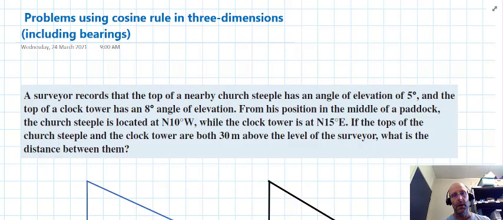We're going to look at some mathematical methods to solve problems, and we're going to use the cosine rule, and we're going to look in 3 dimensions, but not all at once. We're going to look in a profile and then a plan view. We're going to include bearings as well as angle of elevation and a few other things.